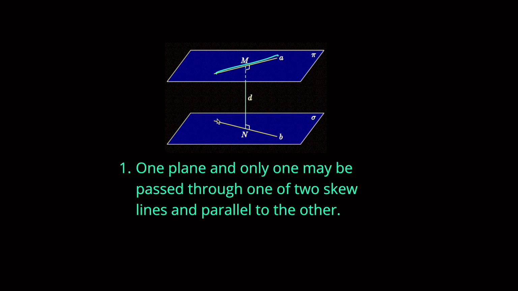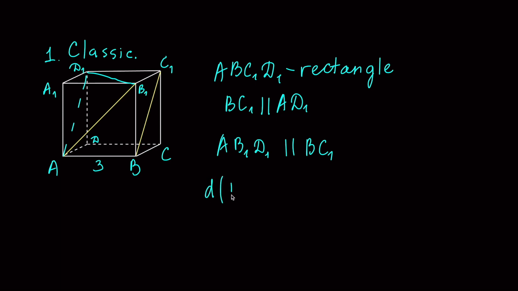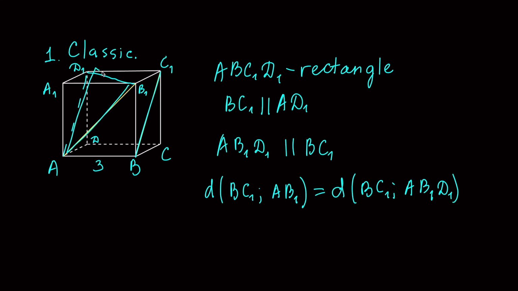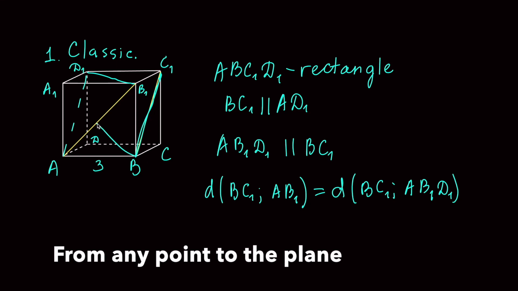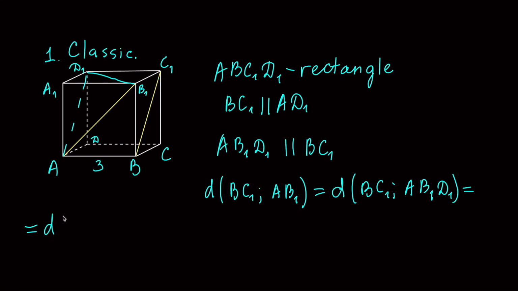On the diagram, we have two skew lines A and B, and two planes pi and sigma parallel to each other and the lines A and B. So the next step is to say that the distance between BC1 and AB1 is the same as the distance between the line BC1 and the plane AB1D1. In other words, the distance between two skew lines is the same as the distance between one of them and a plane passing through the other one. But since they're parallel to each other, the distance between the line and the plane is equal to the distance between any point on the line to a plane. Particularly, it is equal to the distance from the point B to the plane AB1D1.